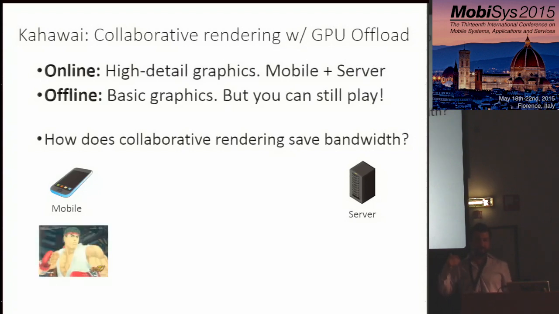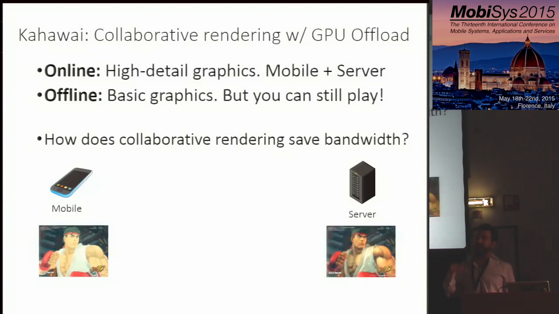But how does this solution help us to reduce bandwidth? Well, it's simple. The mobile device will render a low-quality version of the game, while the server will render a high-detail version of the game. That way, the server only needs to send the missing detail back to the client, and the client mobile device can show you what the server rendered.